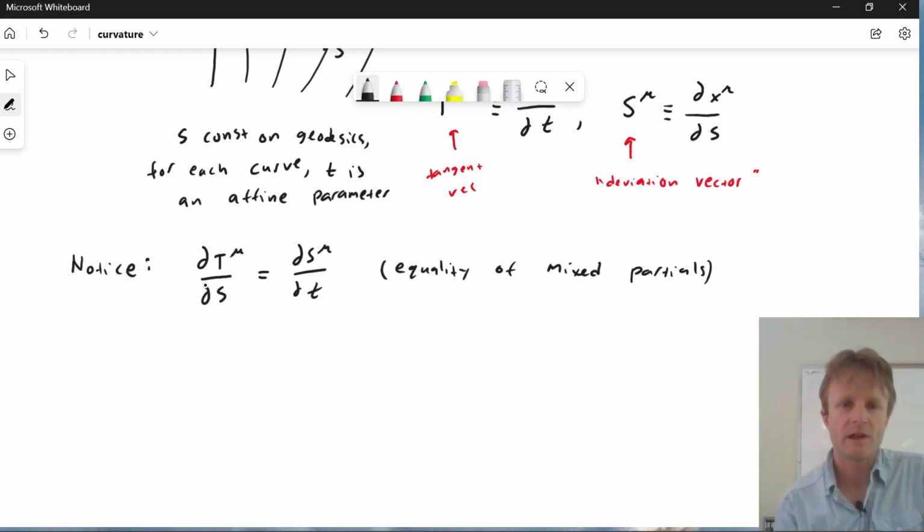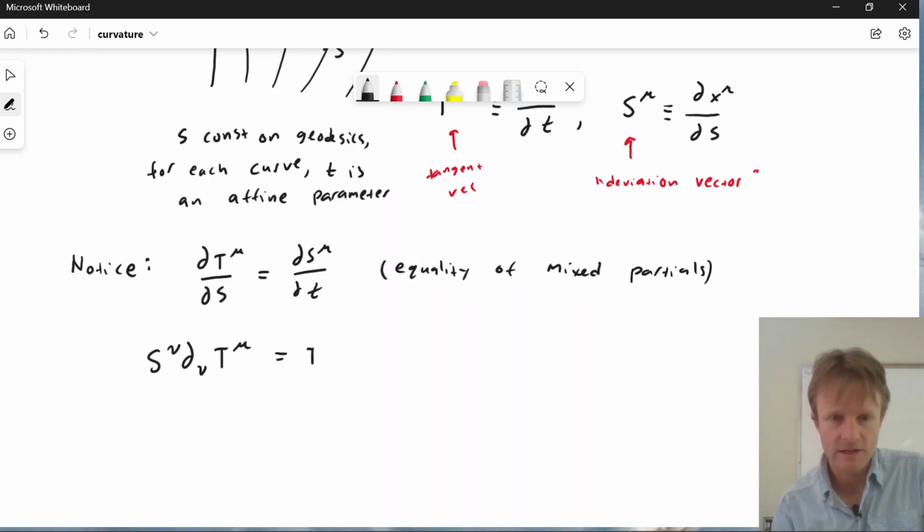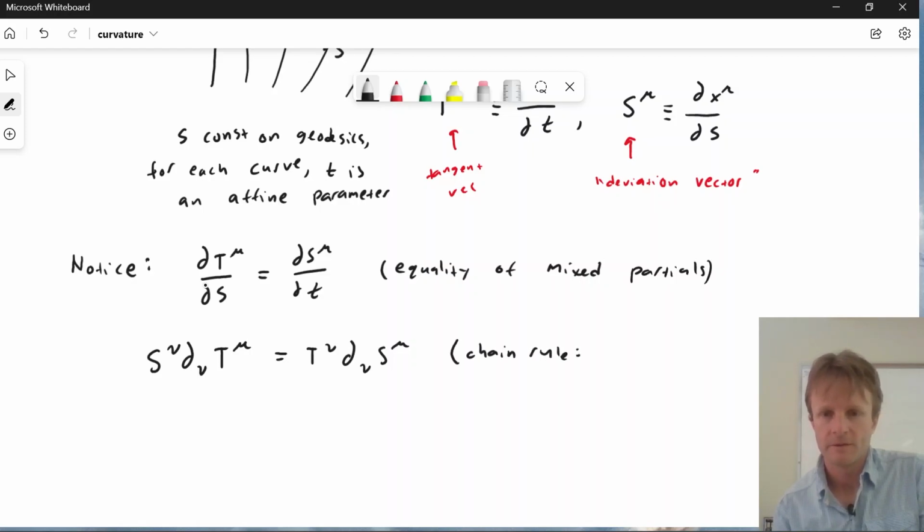The first thing we can realize is that partial s is the same thing as s mu partial mu. So this left thing I could write as s nu partial nu t mu. And similarly, on the right-hand side, I could write this as t nu partial nu s mu. Okay, so this is just the chain rule. So partial t is the same thing as t mu partial mu, etc.